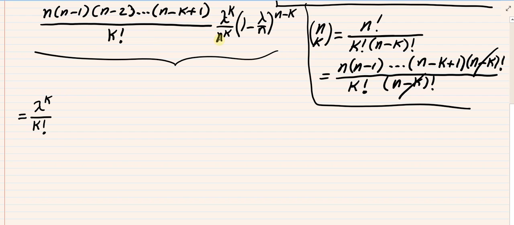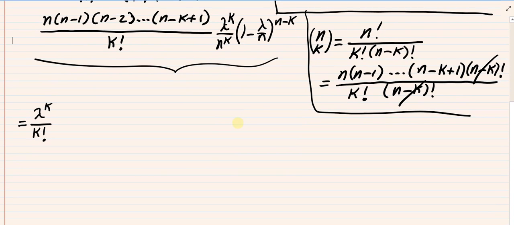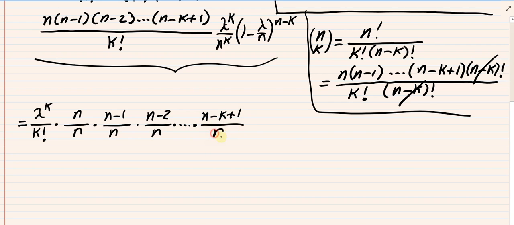Now, in this numerator, there are k factors, right? As you go from n down to n minus k plus 1, there are k factors there. And when we have n to the k, that means there are k factors of n. So I can actually write the numerator as n over n times n minus 1 over n, times n minus 2 over n, and so on, up to n minus k plus 1 over n. So in the denominator, I have n to the k, which is what that is.